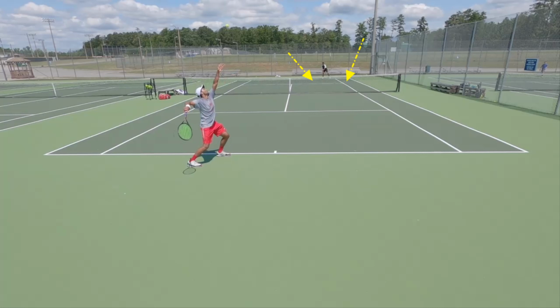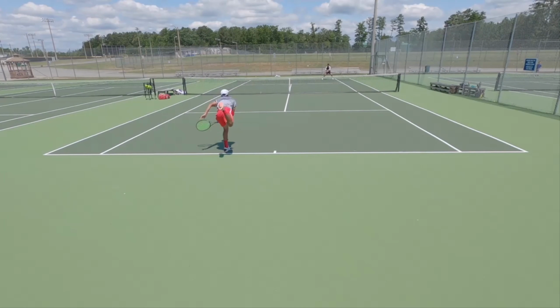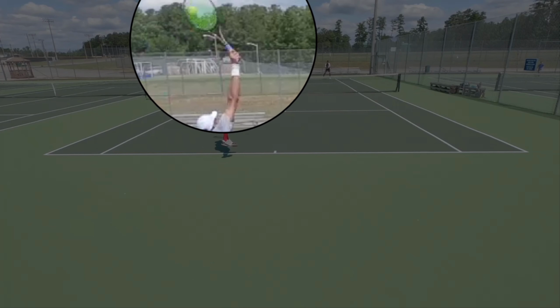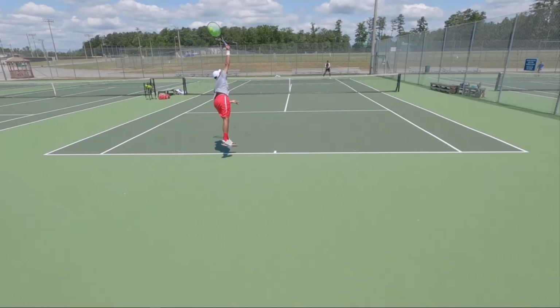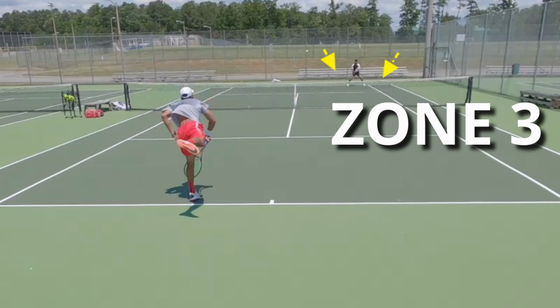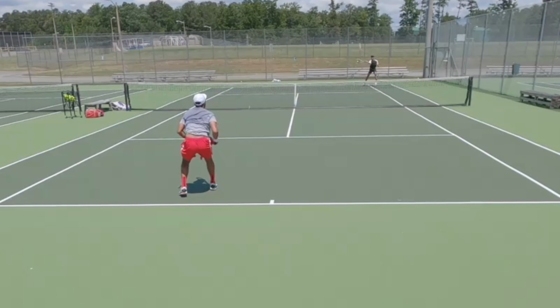And what Dylan did really well is what we talked about a little bit before, getting himself inside the baseline to attack, okay? Right there, you can see by the time Matthew is making contact with the ball, Dylan is making his move forward. By the time the ball comes off Matthew's racket, Dylan is inside the baseline in zone 3 and he's ready to attack, okay?